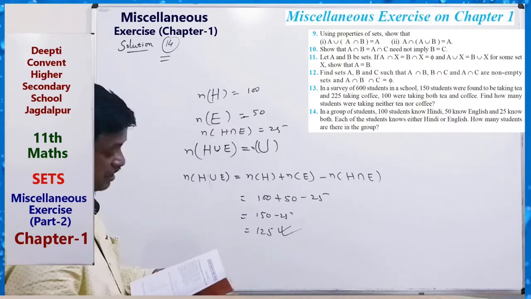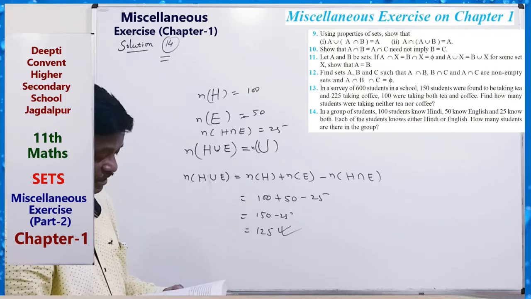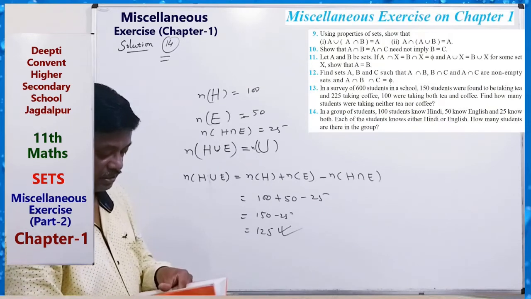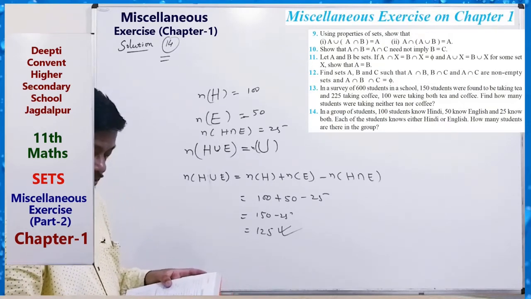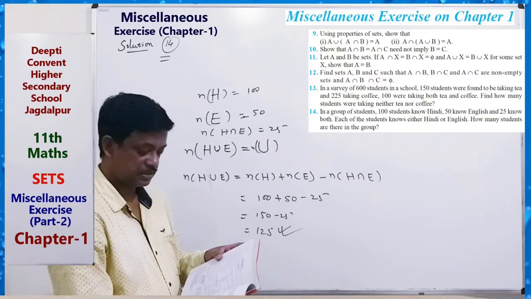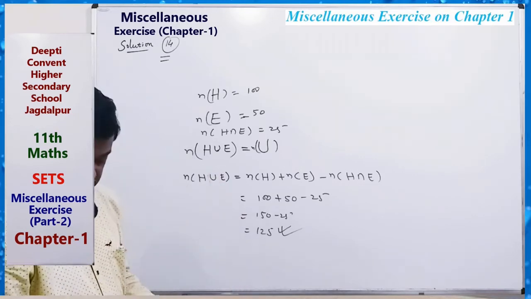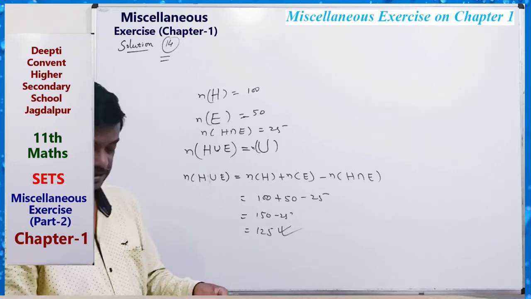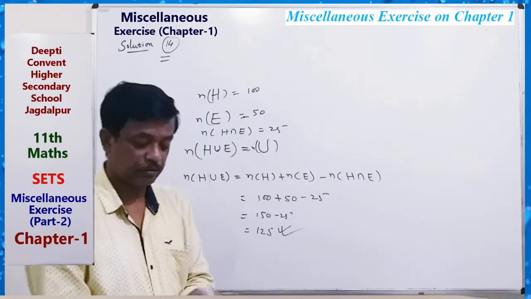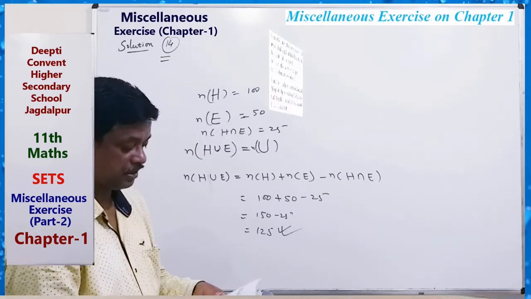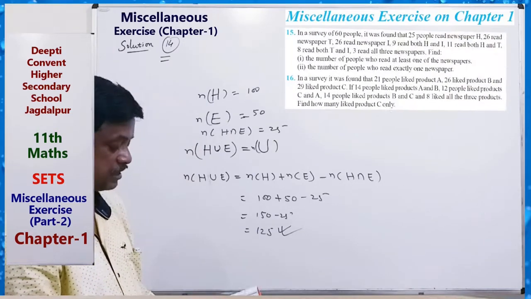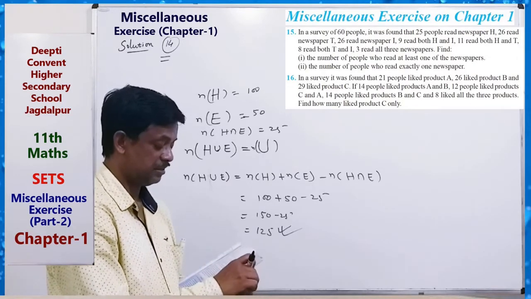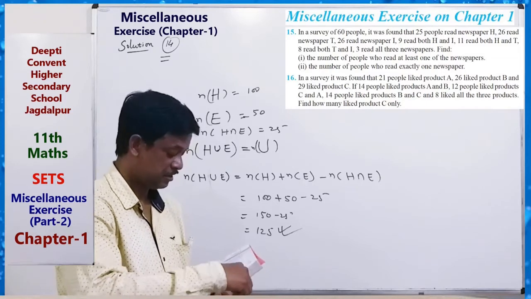Now take the next question, 15. Also the result, we have to verify: miscellaneous exercise 14, 125. Okay. Now take question 15. In a survey of 60 pupils, the total is given, 60.